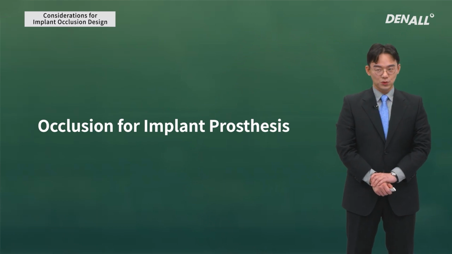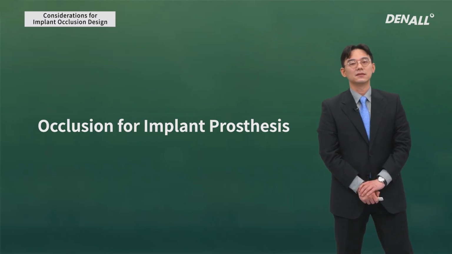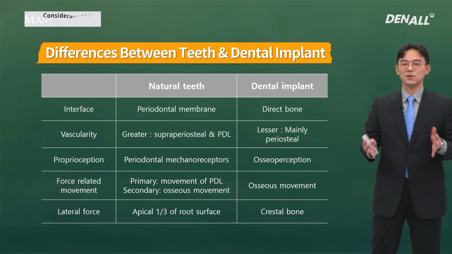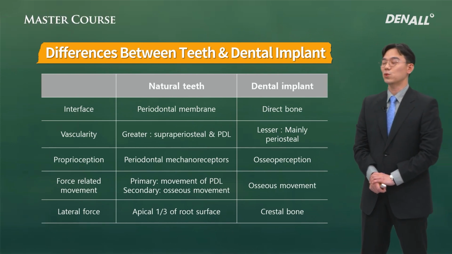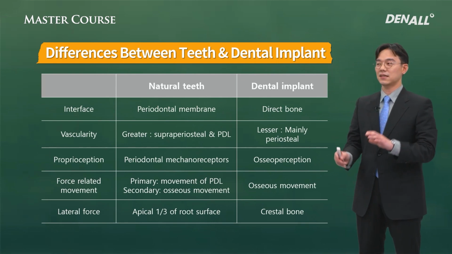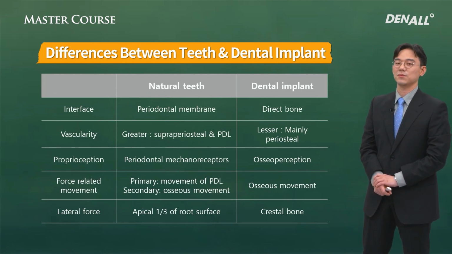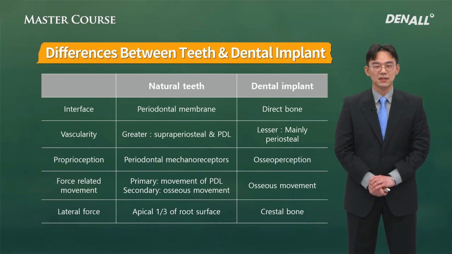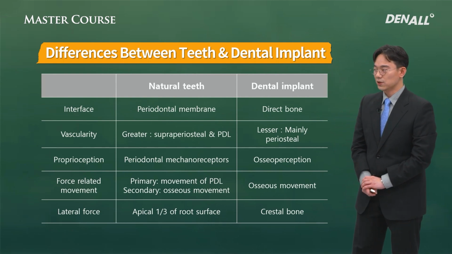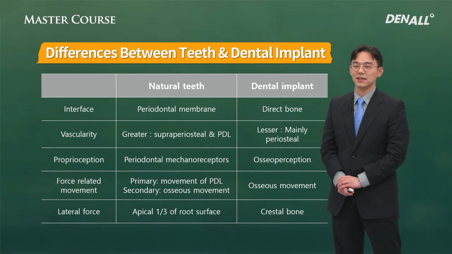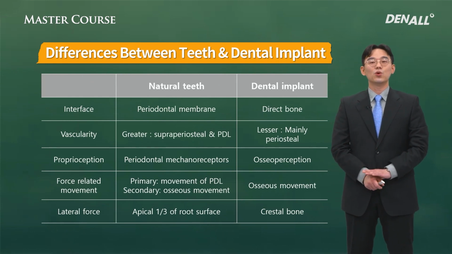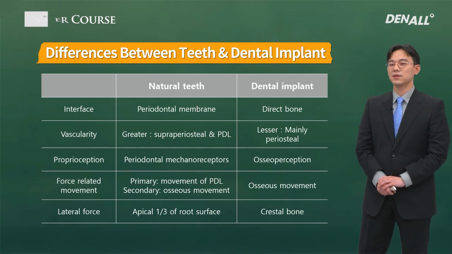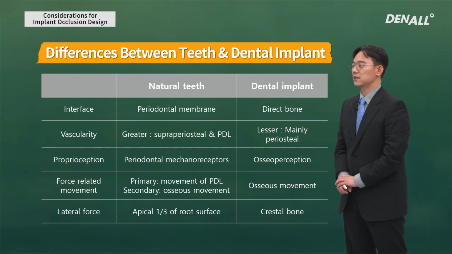Occlusion for implant prosthesis. Occlusion theories began with the dentures and developed further with natural tooth restoration. Implant occlusion theories developed with the wide use of implant restorations. There's PDL between natural teeth and bone, but implants are directly attached to bone. It makes a big difference. Proprioception comes from mechanoreceptors in natural teeth, but osteoperception in implants.